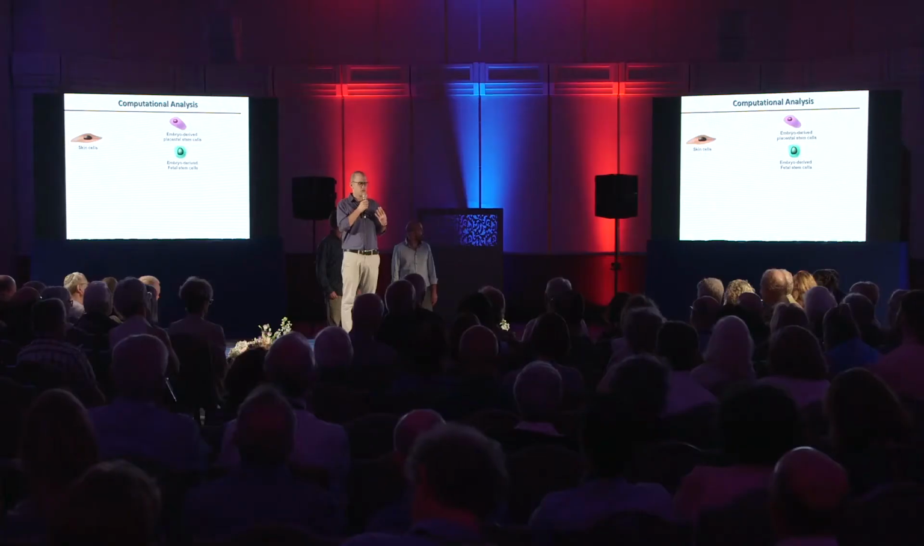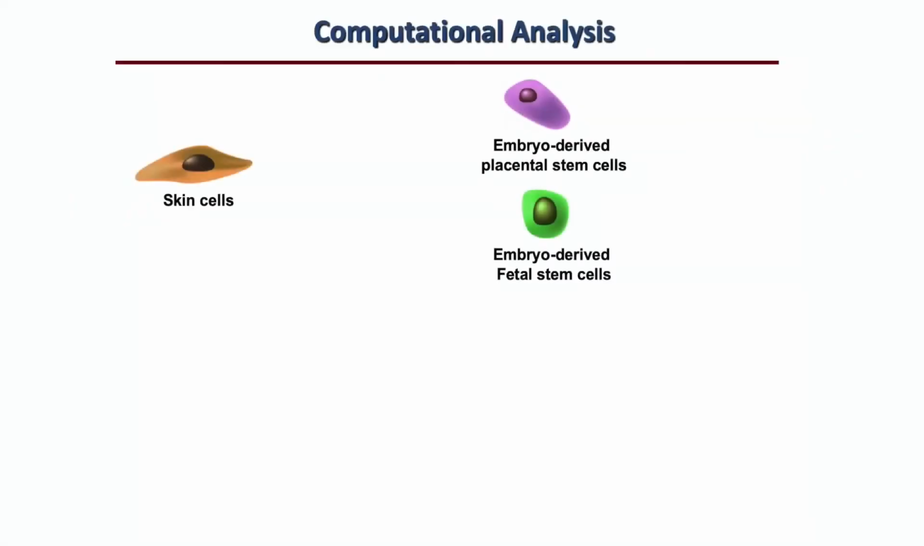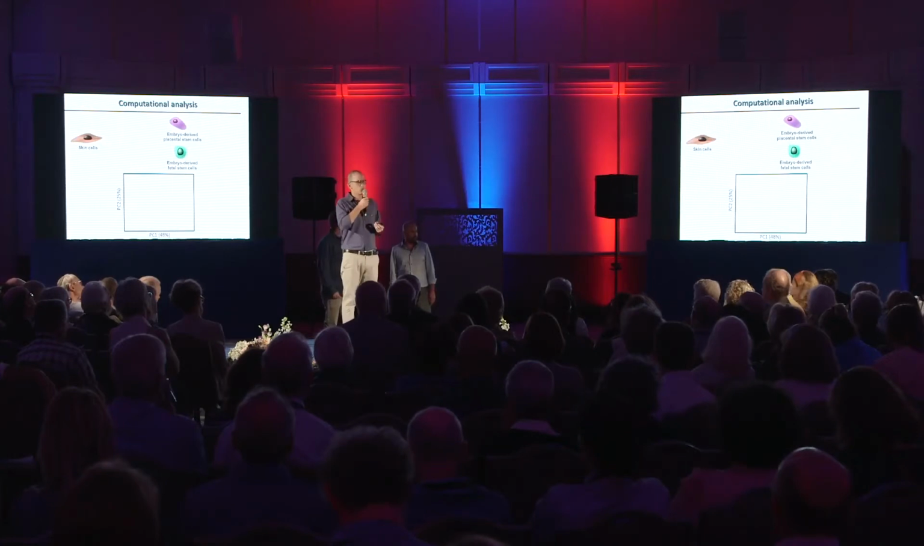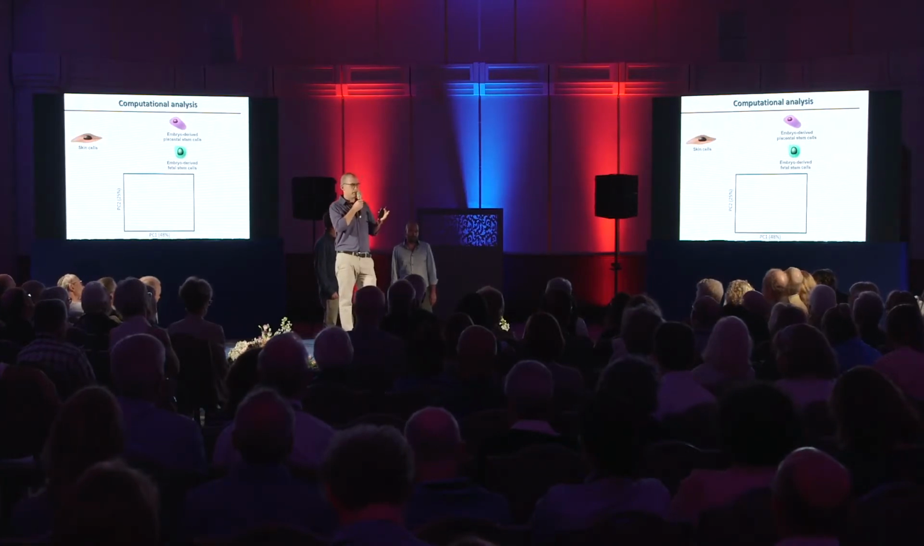So let me just try to bring you together back. So again, what we did, we had the skin cells, and then we have the embryo-derived placental stem cells and the embryo-derived fetal stem cells. So those are cells that we know make the embryo. And now we wanted to use genomics as some microscope that allows us to look at what's going on inside the cell. And then we did these experiments, and we basically mapped all the different cells into some abstract mathematical space.